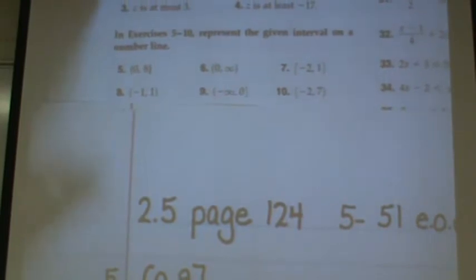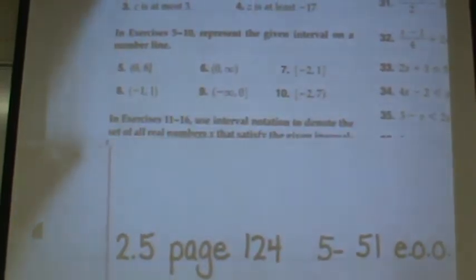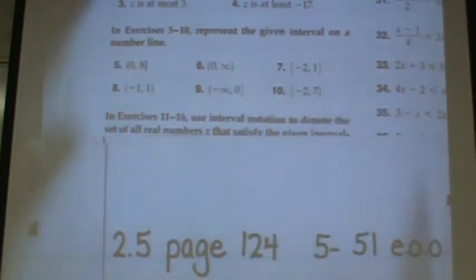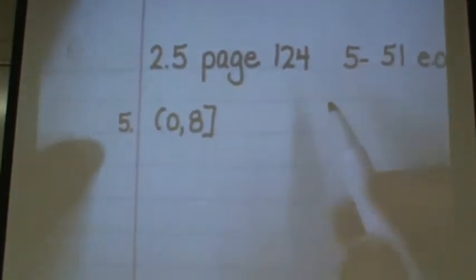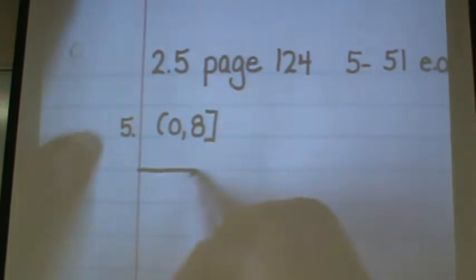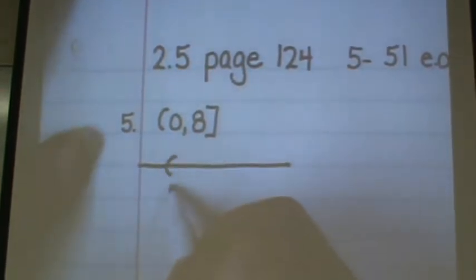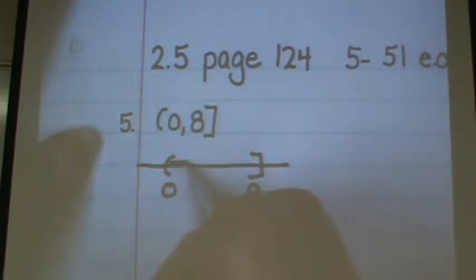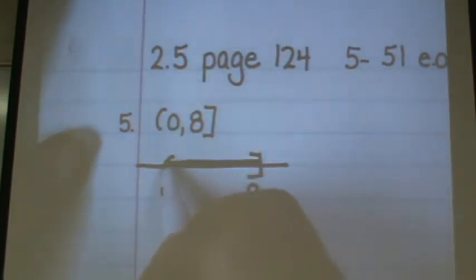Number 5 through 10, you are asked to represent the given interval on a number line. So to graph this, 0 to 8 would be a parenthesis at 0 and a bracket at 8. You would shade everything in between.